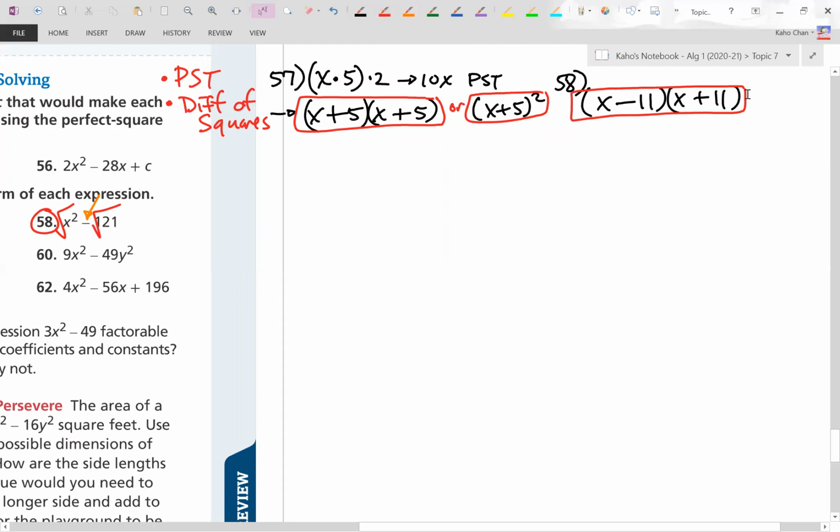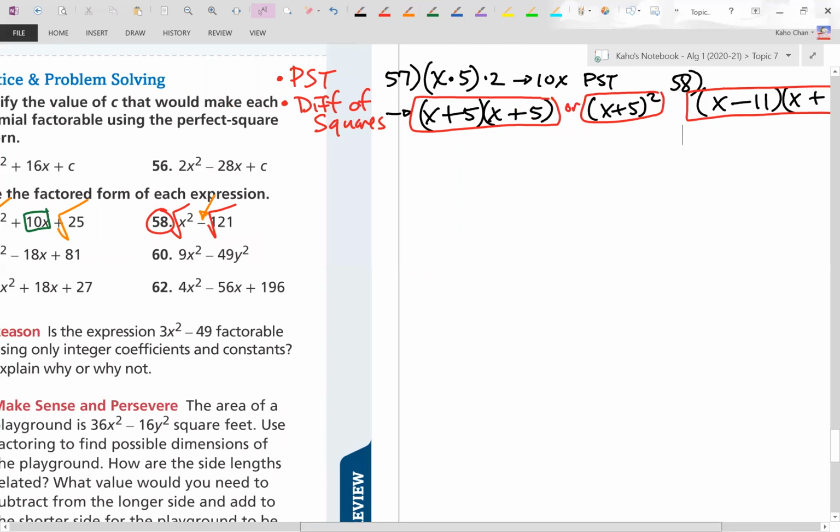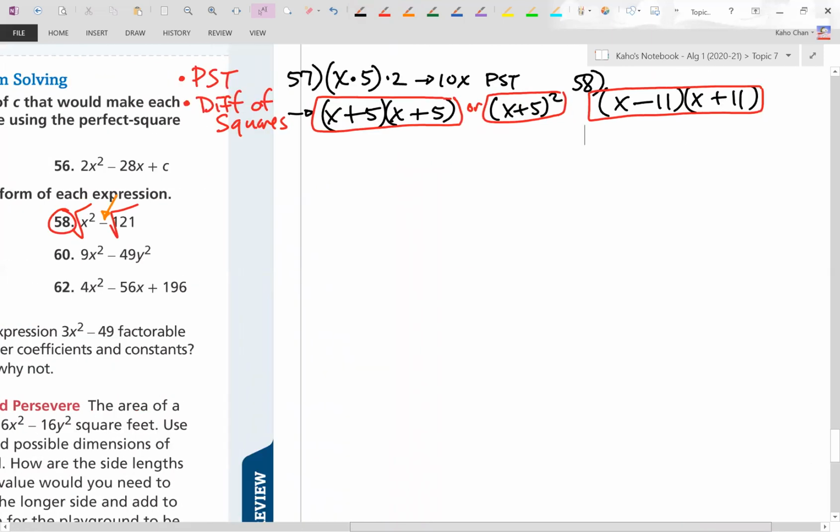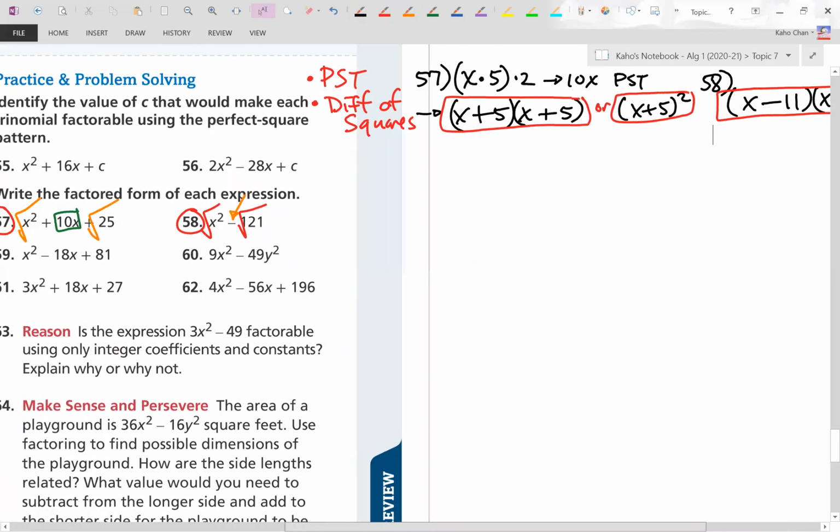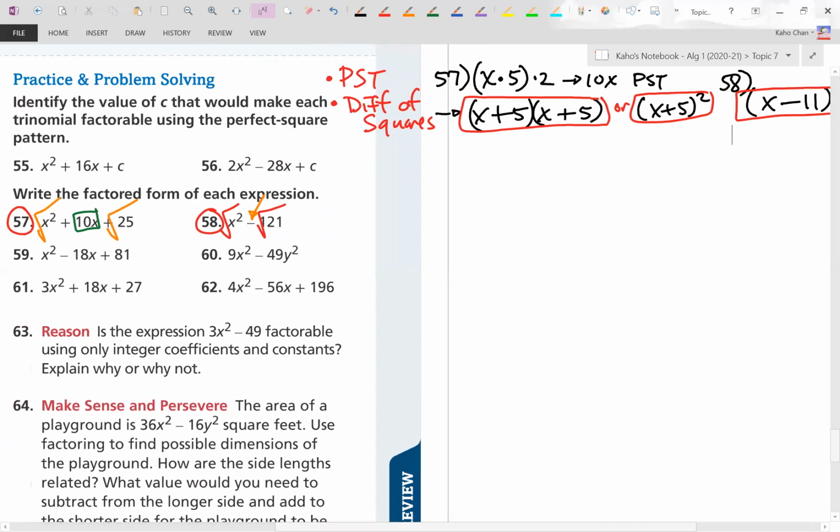Number 59. Let me know if you have any questions, of course. x minus 11, x plus 11 for number 58. 59. Hey, we're doing great on time right now. Woohoo! We have a trinomial. Let's check to see if it follows the pattern.